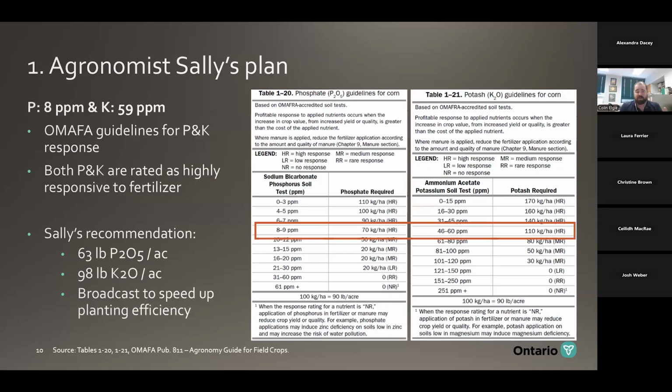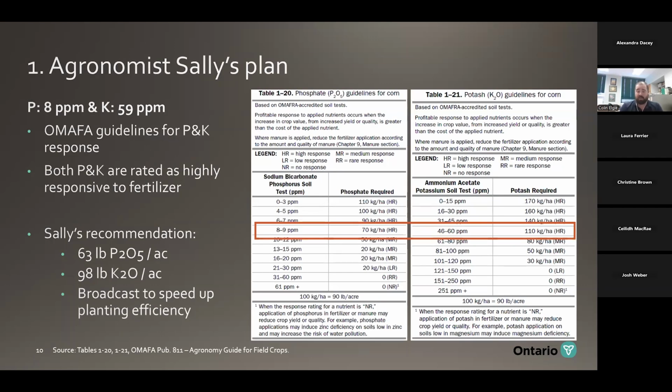So Sally's recommendation for phosphorus and potassium, according to the charts here, just to put it in conventional or U.S. imperial terms in pounds per acre, is 63 pounds of actual phosphate and 98 pounds of actual potassium per acre. And she's recommending broadcast to speed up planting efficiency.